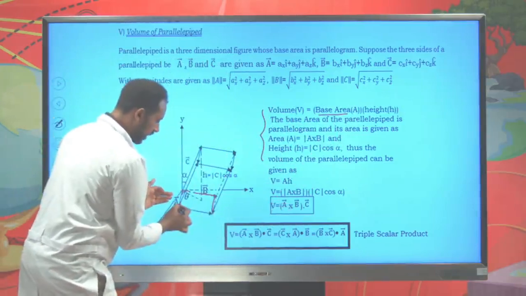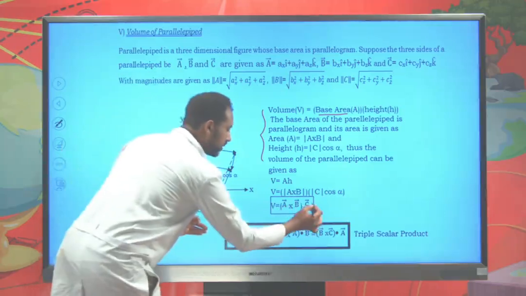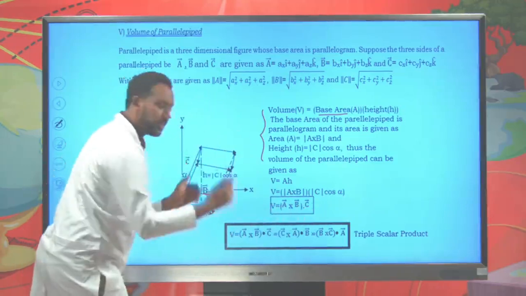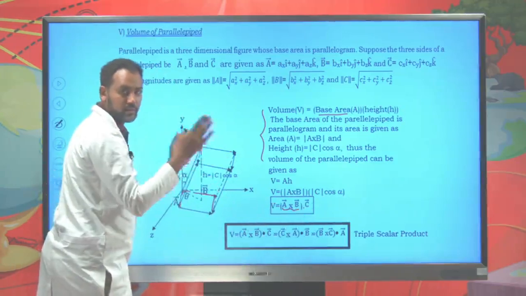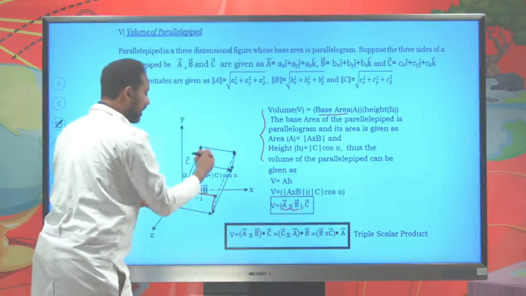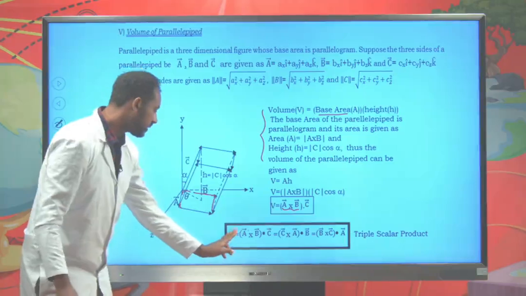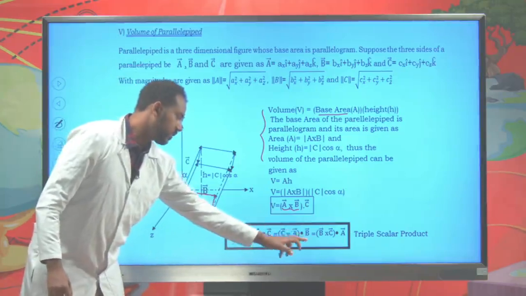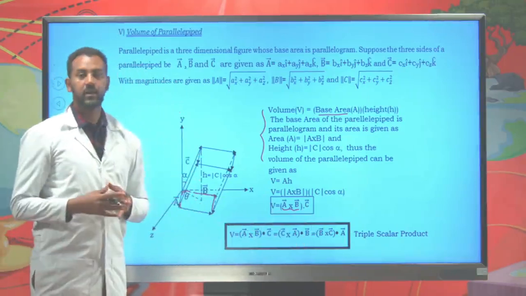One of the sides is given to be A, the other side of the parallelepiped can be given B, dotted with C. Therefore, you have to find A cross B. Whenever you are trying to determine A cross B, it means that you are trying to determine the area of a parallelogram. Previously, we said that the cross product of the two sides gives us the area. And the area dotted with C gives you the volume. And this is known as the triple scalar product. So A cross B dotted C, or C cross A dotted B, or B cross C dotted A can give us the volume of this parallelepiped.